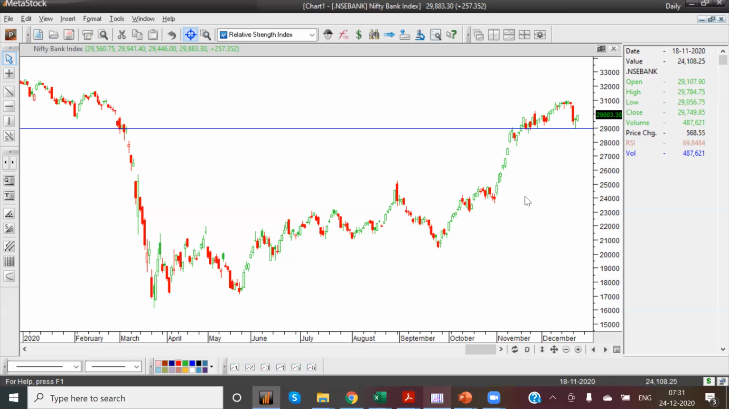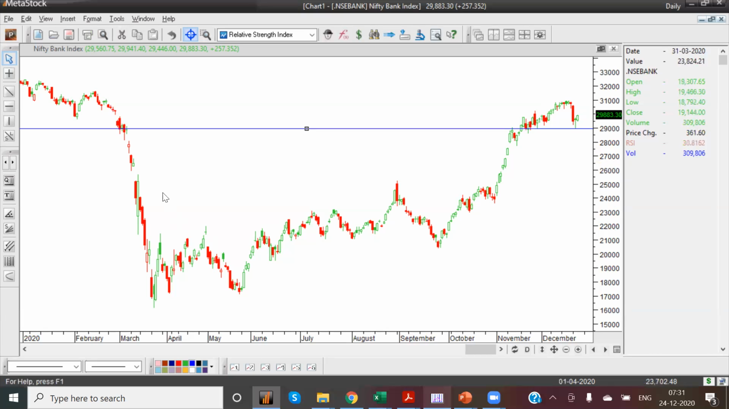So we'll start off with the observations on the Bank Nifty. As you can see, this is the price chart of Bank Nifty. I've just drawn a horizontal line, this blue line, which connects the low from two days back on the Bank Nifty. It was just a touch and go movement below the 29,000 mark.